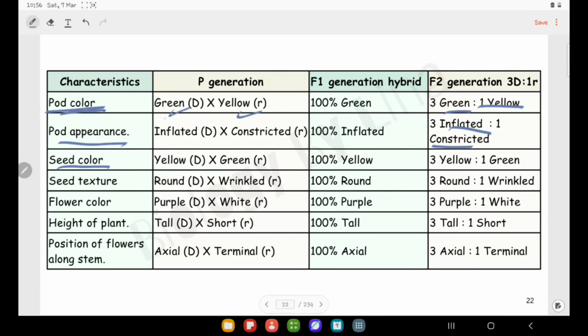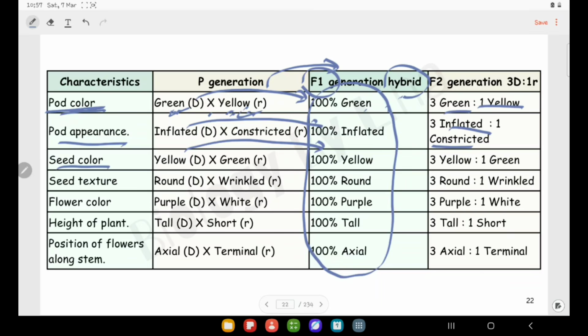So he crossed the contrasting traits in the P generation. He got the true breeding for this plant by self-pollination. And then by cross-pollination of P generation, he got F1 generation. In F1 generation, he saw that for all these characteristics, only one of the traits of the parent will appear. Which one will appear? Only the dominant will appear in the F1 generation, and all the dominants here are hetero or hybrid.